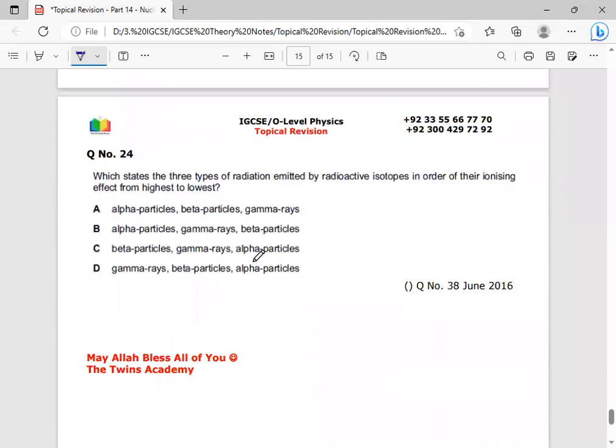So the last question states the three types of radiation emitted by radioactive isotopes in order of their ionizing effect from highest to lowest. So alpha has the highest, beta has lower, and gamma has the least. So this option is the correct answer.